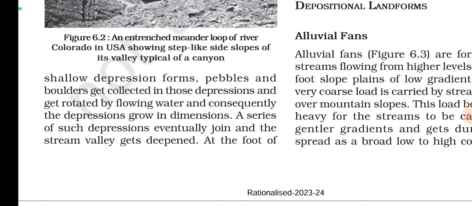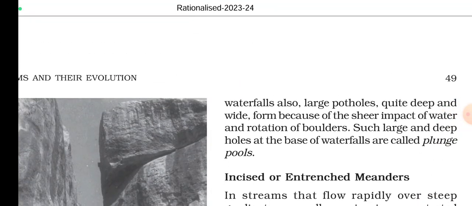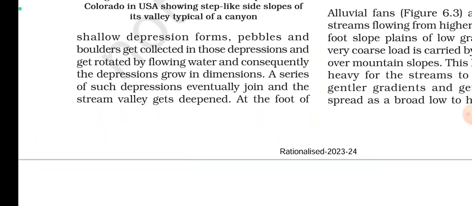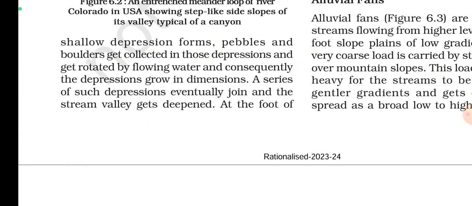By the way, where were we? Here it was potholes and plunge pools. So once a small and shallow depression forms, pebbles and boulders get collected in those depressions and get rotated by flowing water, and consequently the depressions grow in dimensions. A series of such depressions eventually join and the stream valley gets deepened.